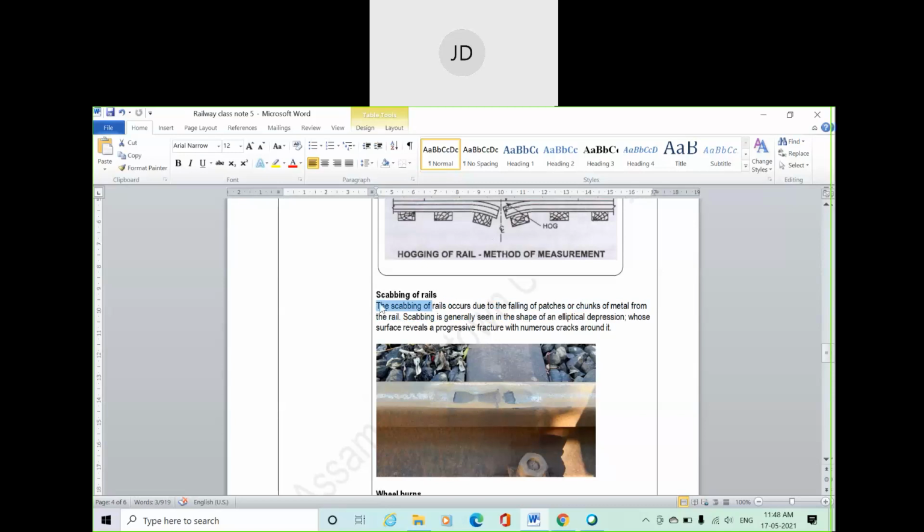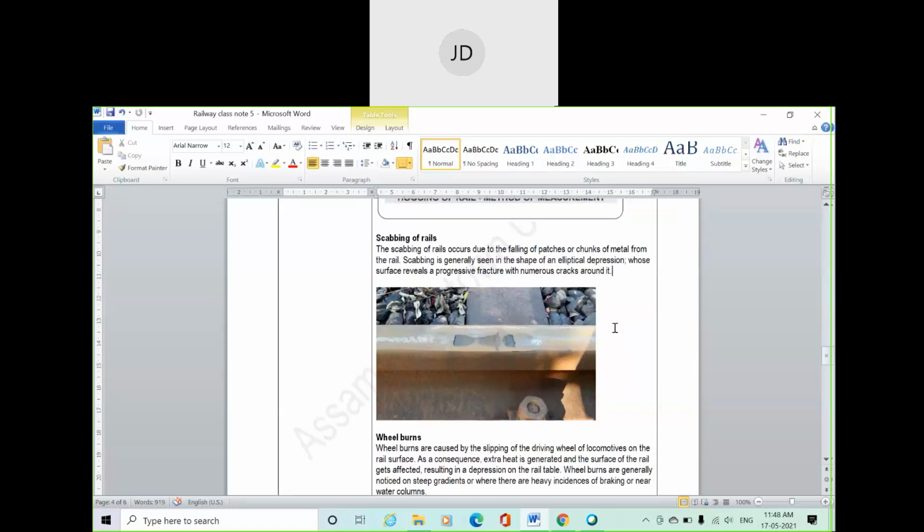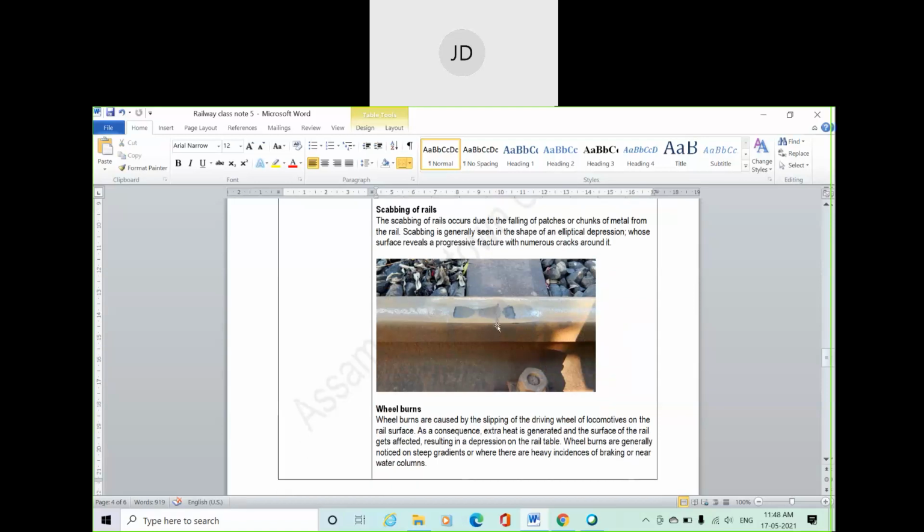Scrubbing of rails occurs due to the falling of patches and chunks of metal from the rail, and it is generally seen in the shape of an elliptical depression. Here you can see the elliptical depression whose surface reveals a progressive fracture with numerous cracks around it. If you look closely, some cracked surfaces are also visible.